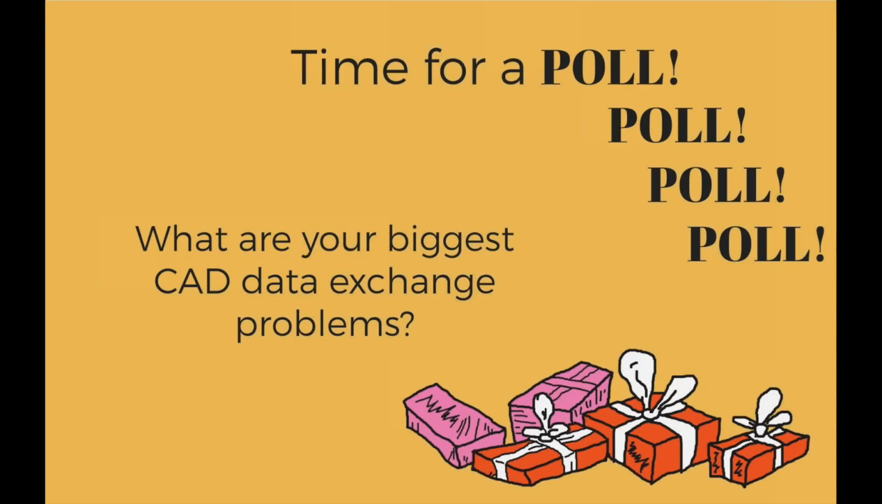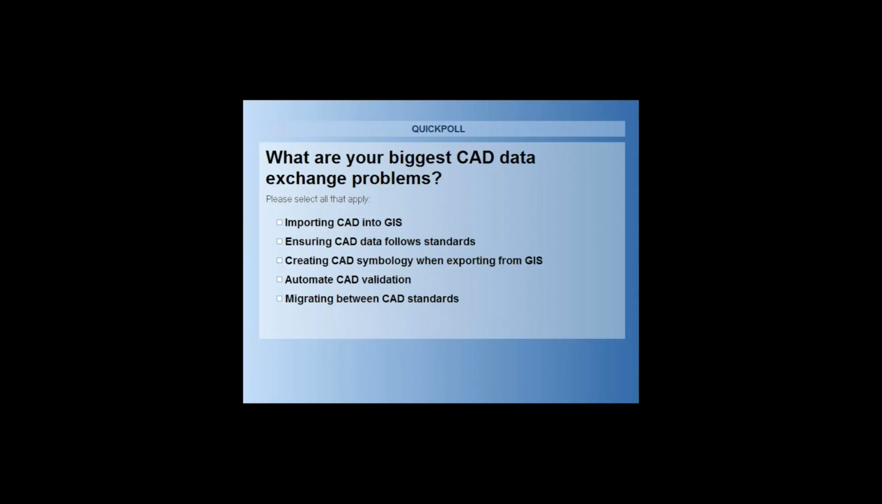Oh, and speaking of mashups and polls, let's just go out to our polls. And somewhere here I can select a poll and ask the folks at home what their biggest CAD exchange problem is. Now, we're going to be talking about many of these things today. By answering this, we can adjust how much time we spend on each one. You can answer more than one and then hit the submit. So we'll let this go.